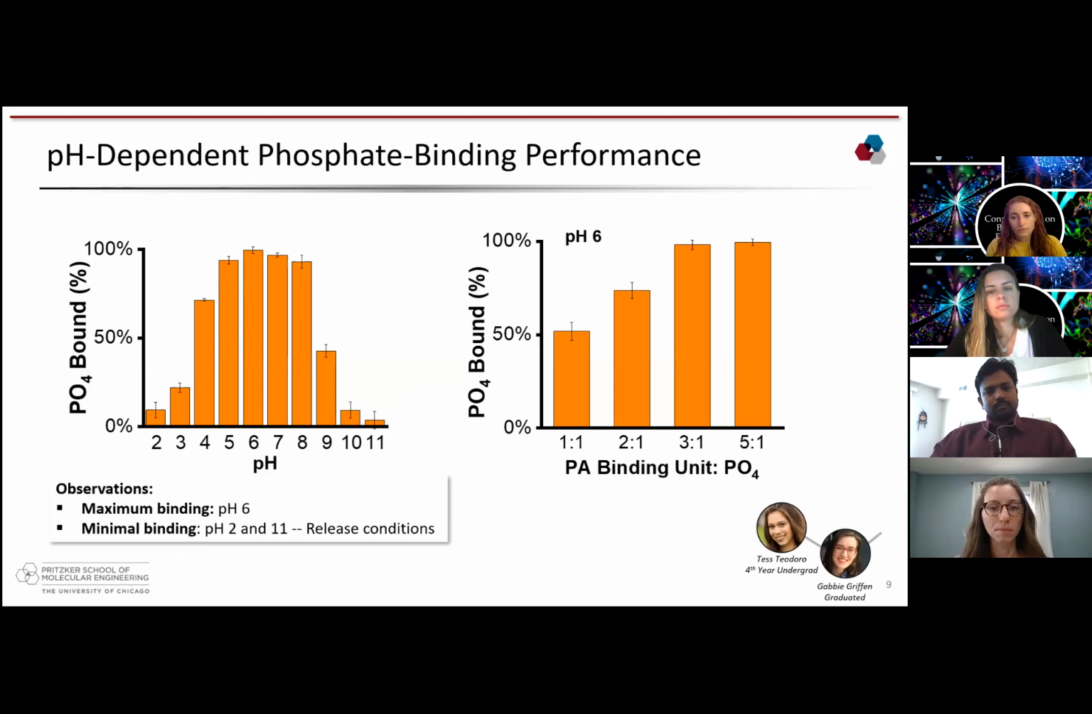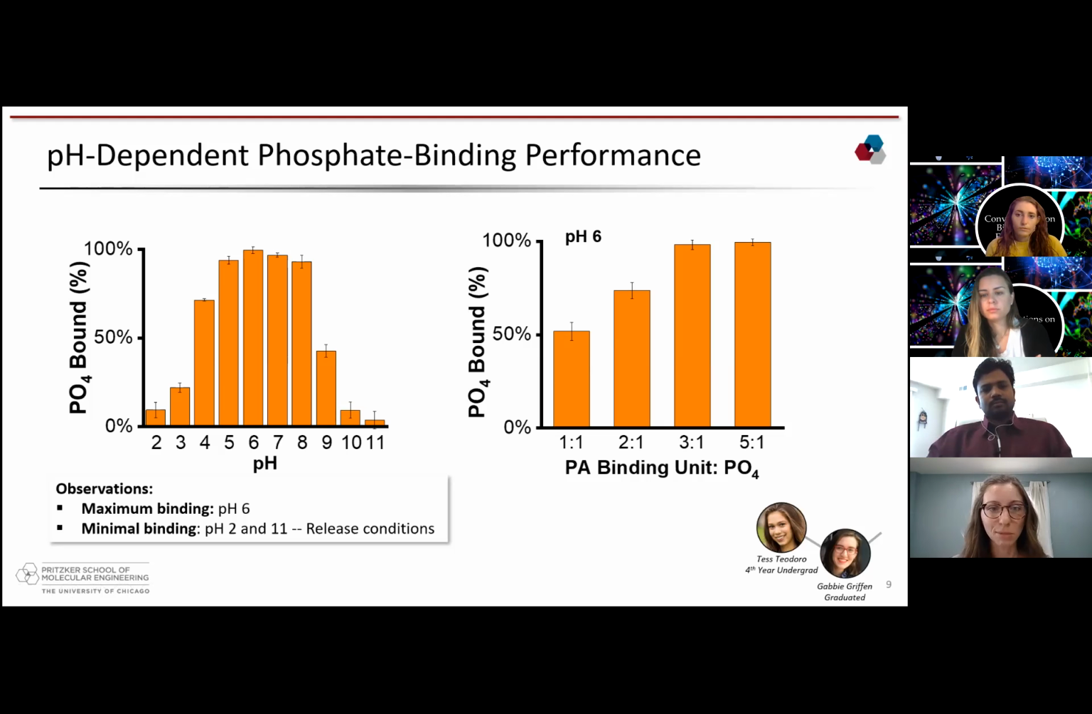And we see pH 2 and pH 11 are the potential release conditions if we're thinking about making this a capture and release material. And then the plot on the right, this is at pH 6, the maximum binding. We see that as we increase the amount of peptide amphiphil units present, we're able to increase the amount of phosphate that's bound, which makes sense. But when we have equal molar peptide amphiphil binding unit to phosphate, only about half of the phosphate is bound. And then as we increase that to roughly 3, we're able to basically achieve 100% binding.